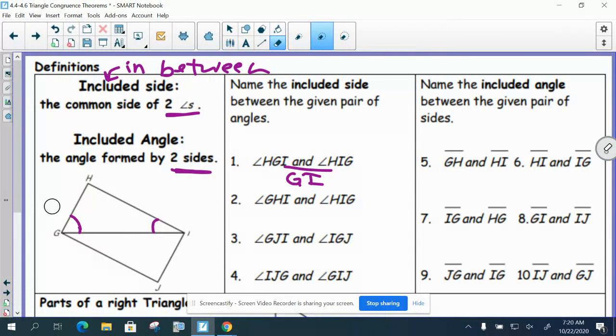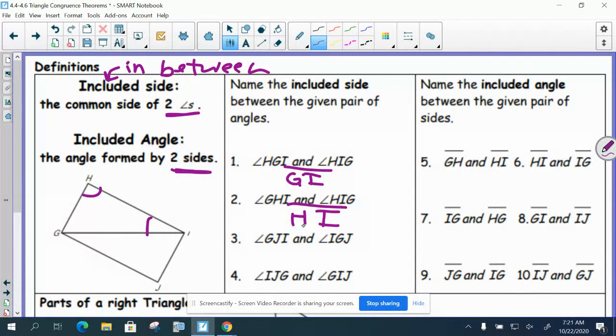Okay, how about number 2? Number 2 says GHI and HIG. What would be the included side for those two angles? That would be HI. Let's do GJI and IGJ. That would be GJ.